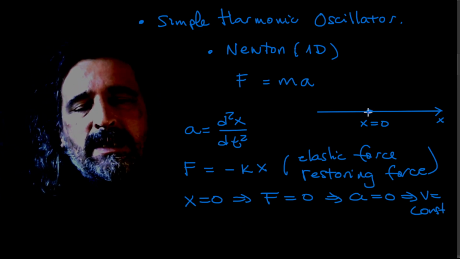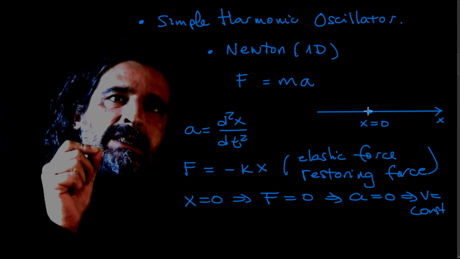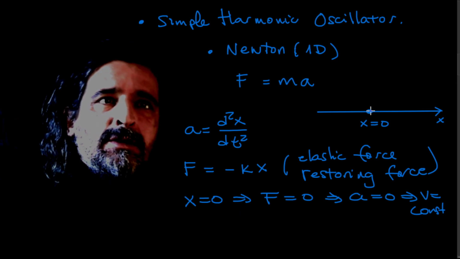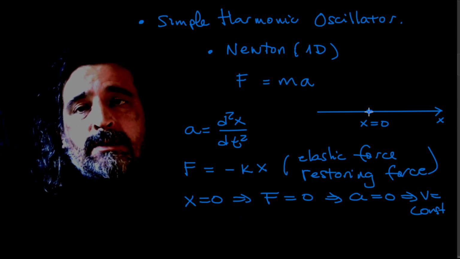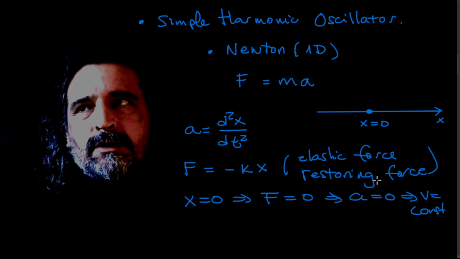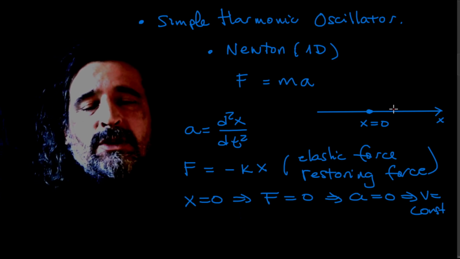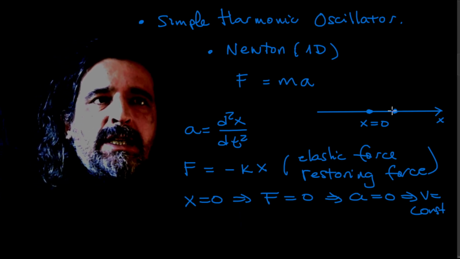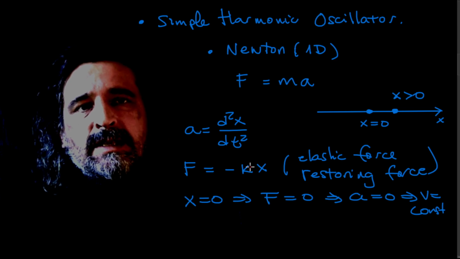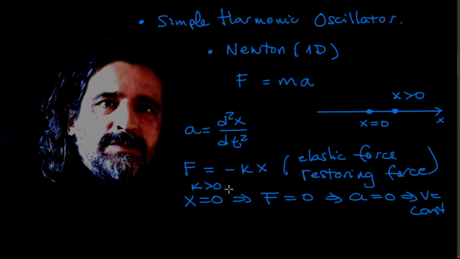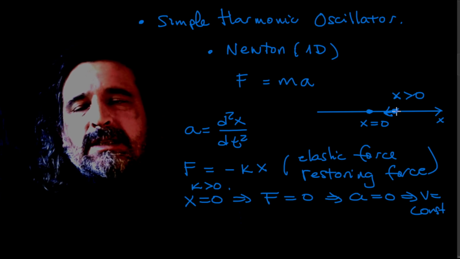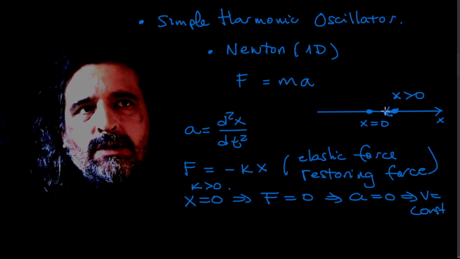If I put my particle here and I let it be there at x equals 0, and the initial value of the position at t equals 0, the particle is there, it will stay there forever. Because if you put it there at position 0 with velocity 0, the acceleration is also 0. So the velocity will be 0 forever. But if you put it here, then x is larger than 0, so the force is less than 0 if k is larger than 0. So then the particle is going to be accelerated in that direction.